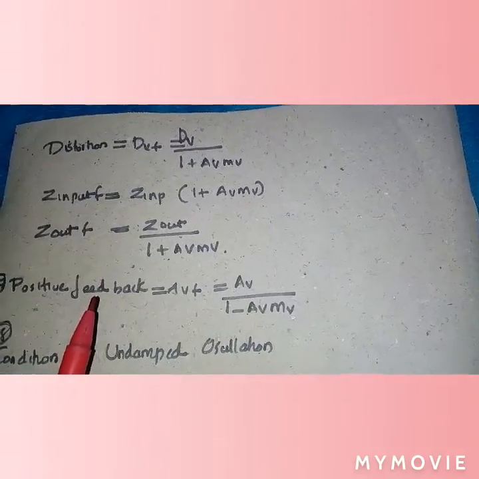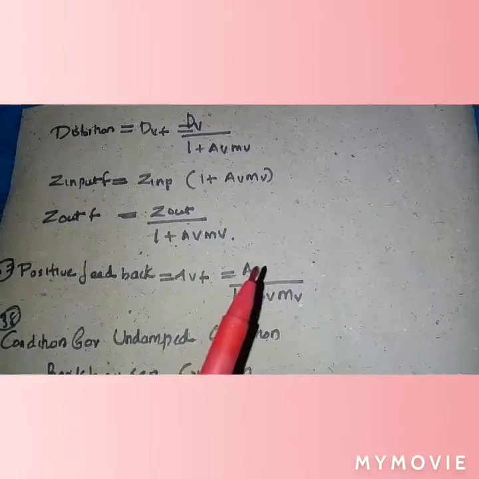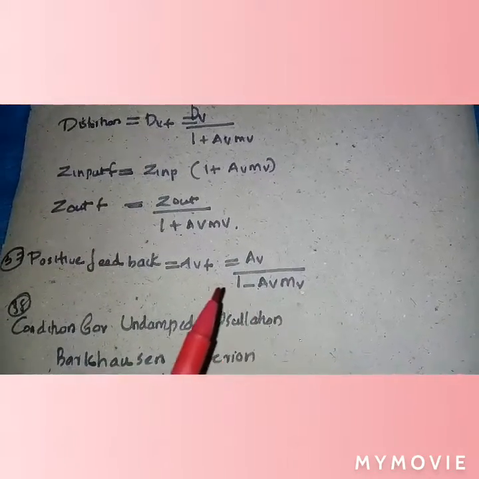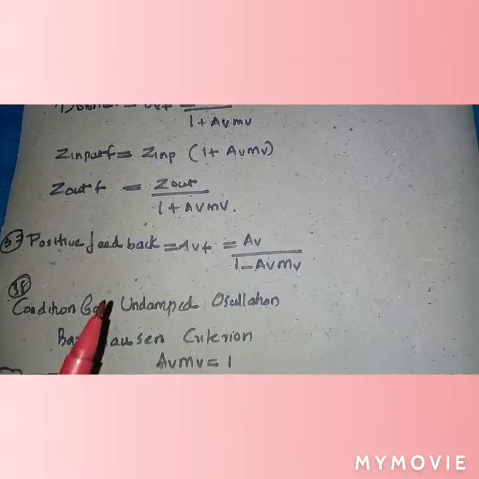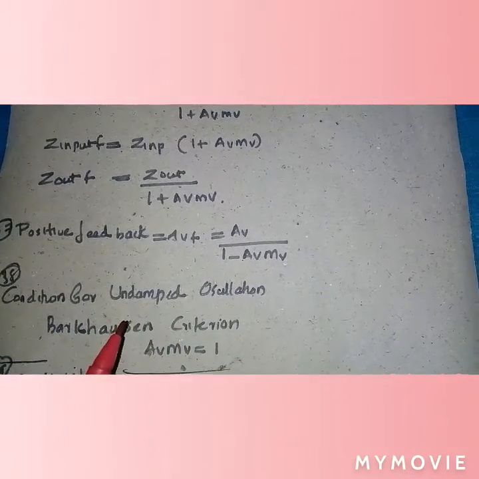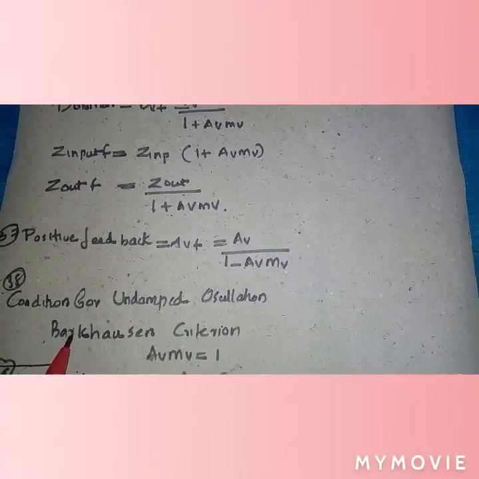In positive feedback, the gain increases, AVF is equal to AV divided by 1 minus AV MV. The condition for an undamped oscillation is the Barkhausen criterion, that is AV MV is equal to 1. This is the condition for an undamped oscillation.